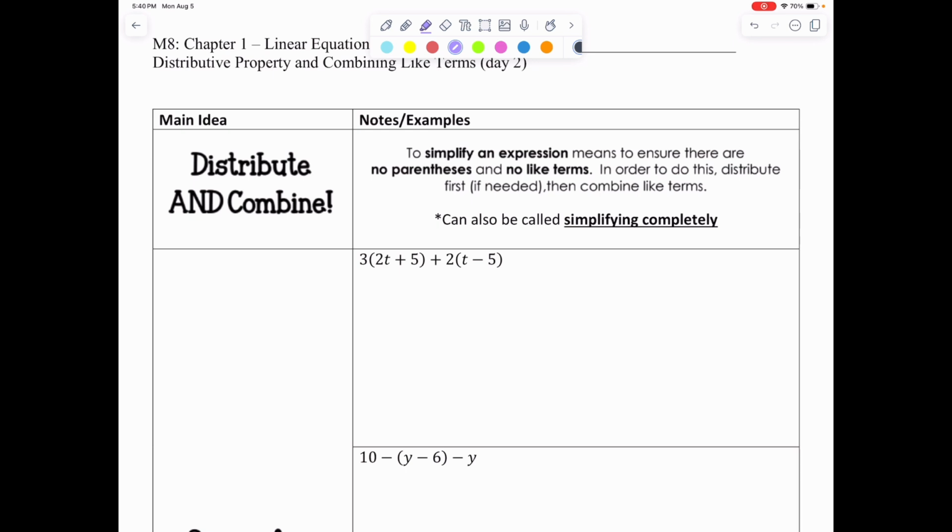To simplify an expression means to ensure there are no parentheses and no like terms in your final answer. In order to do this, we want to distribute first. So highlight this or underline it, whatever you choose, and then I also want you to put a number 1 by it, showing that's the first thing that should be done. Then we want to combine like terms, and we're going to label that as number 2.